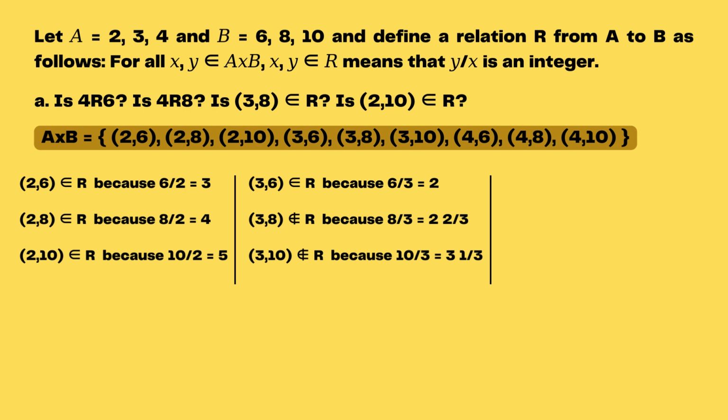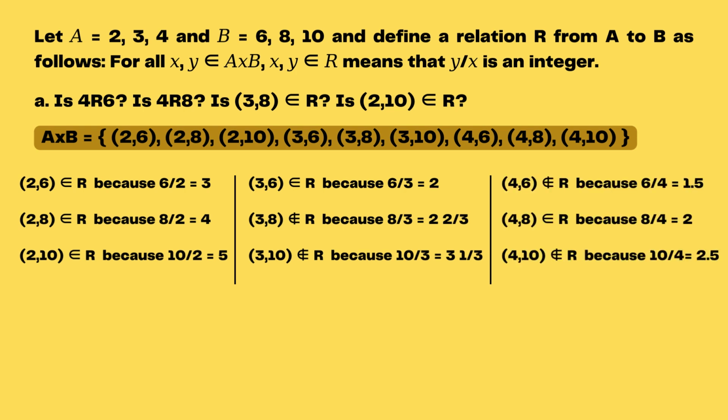However, (3, 8) is not an element of R because 8 divided by 3 is 2 and 2/3. (3, 10) is also not an element of R because 10 divided by 3 is 3 and 1/3. (4, 6) is not an element of R because 6 divided by 4 is 1.5. (4, 8) is an element of R because 8 divided by 4 is 2. And lastly, (4, 10) is not an element of R because 10 divided by 4 is 2.5.